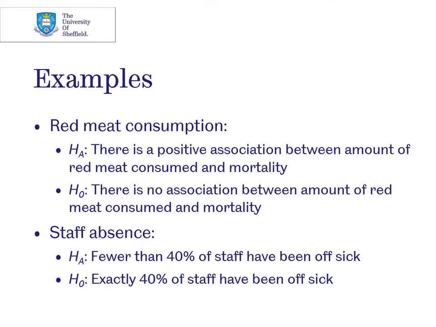So we may believe that there is an association, some correlation of some sort, but we actually try to disprove that there is no association. In terms of the staff absence example, the null hypothesis, as I said, would be that exactly 40% of staff have been off sick. The alternative hypothesis would be that fewer than 40% of staff have been off sick.